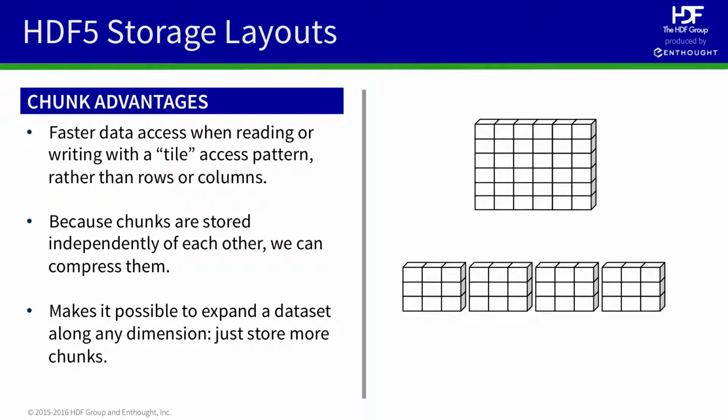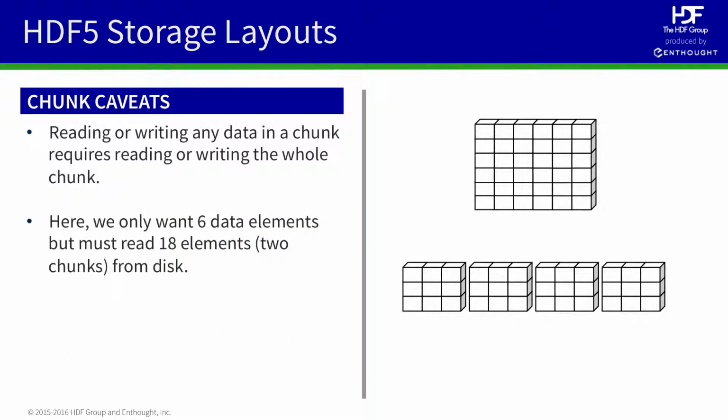Chunks have many advantages. The one we just described is that they can optimize access if you've got a tile access pattern rather than a row or column access pattern. Importantly, we now have the freedom to store chunks anywhere in the file we want, not just one after another. So, we can apply various operations to them that can change their size. For example, if we wanted to compress them. And while contiguous datasets can't be easily resized, chunk datasets can simply be expanded by storing more chunks in the file.